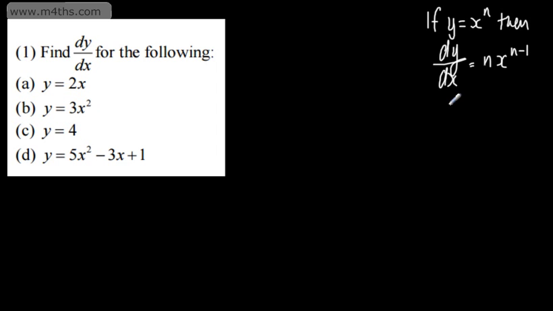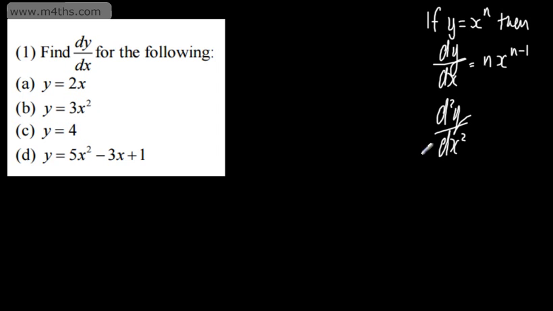So let's just write now, if y is equal to x to the power of n, then dy by dx, the gradient function, or the first derivative, is going to be nx to the n minus 1. I said the first derivative, we can keep going with this. We can have the second derivative, d2y by dx squared. We will look at that in later videos.